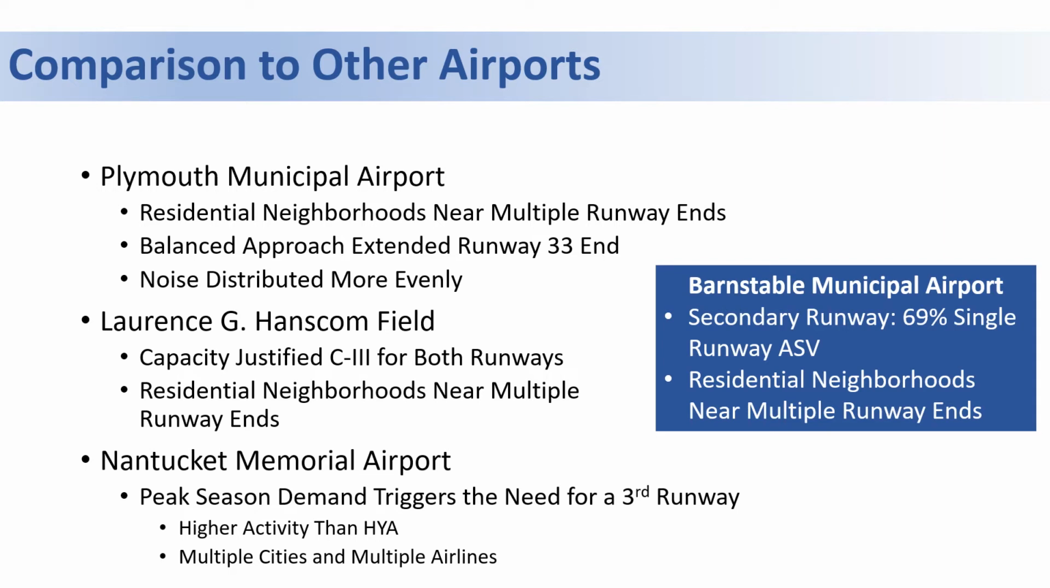This type of detailed analysis is not uncommon for other airports in Massachusetts. Here's a comparison to some similar stories throughout the state. In Plymouth, the crosswind runway there was extended to help distribute the noise more evenly in the community. Over at Hanscom, outside of Boston, the crosswind runway was given the same design group category as the primary runway to help balance out the capacity needs as that airport is busier. And in Nantucket, their peak summer demands are even greater than Hyannis, and that triggers the need for a third runway.